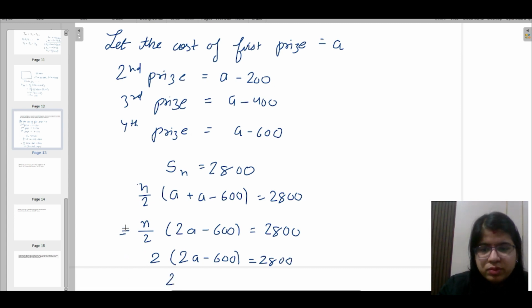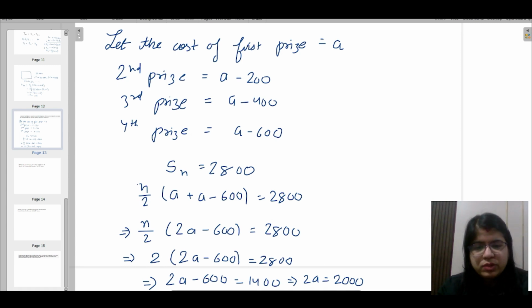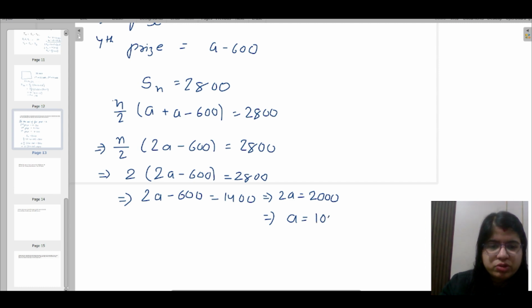So we will have 2A minus 600 is equal to 1400. So 2A will be here, how much here? 2000. So here we will say that A will be 2000 upon 2, which is 1000. Okay, so the first prize will be of rupees 1000, then the second prize will be of 1000 minus 200, that is 800.